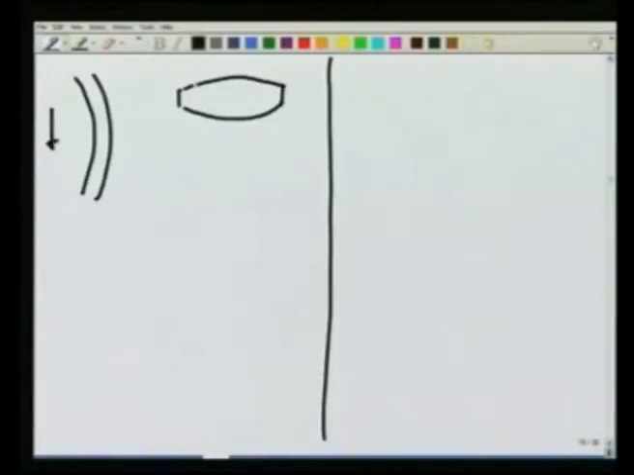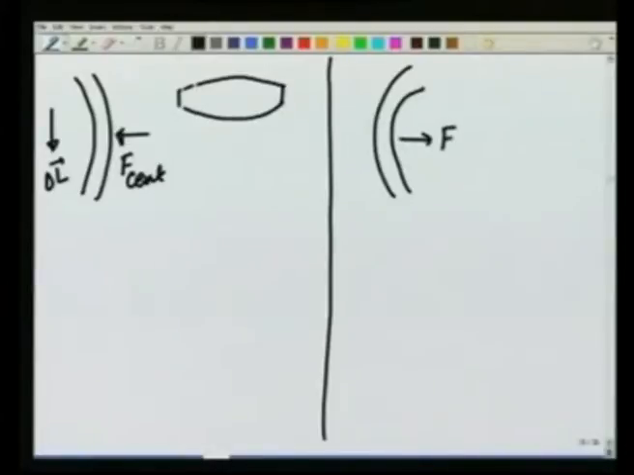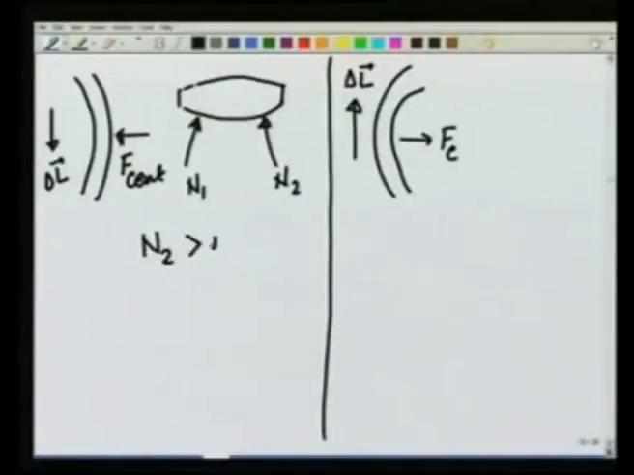Again remember, delta L direction is this, therefore torque has to be in the direction opposite to the motion, and this is F centripetal, and on the track turning to the right, this is F centripetal and delta L direction, therefore the torque direction has to be along the direction of the motion. Now in this case, N1 and N2, the normal reactions, are going to be like this, and since the centripetal force is to the left, N2 should be greater than N1, and therefore torque due to N2 is also going to be greater than torque due to N1.